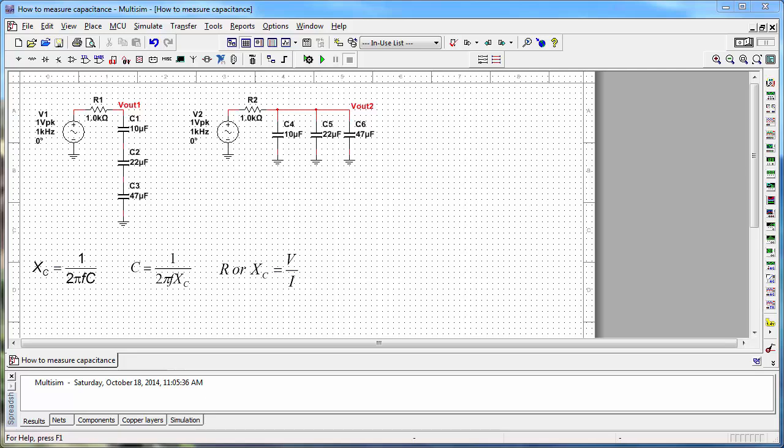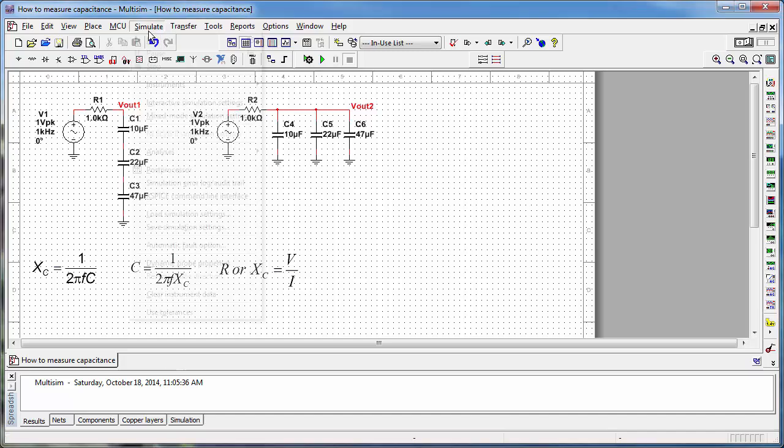We're going to use the capacitive reactance equation shown here and simply rewrite the expression and solve for capacitance. We also know, based on Ohm's law, that resistance is equal to voltage divided by current, and if we plug in X sub C into this relationship, we can determine X sub C by looking at the voltage and the current in the circuit.